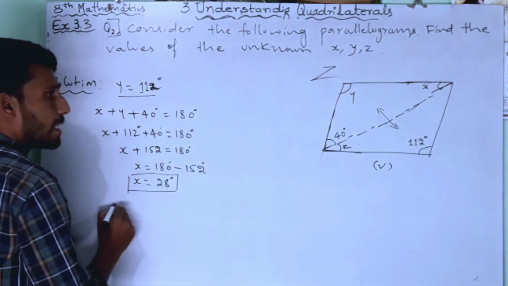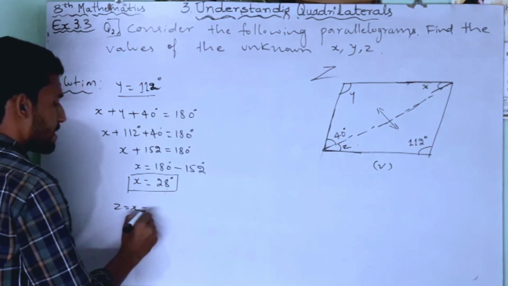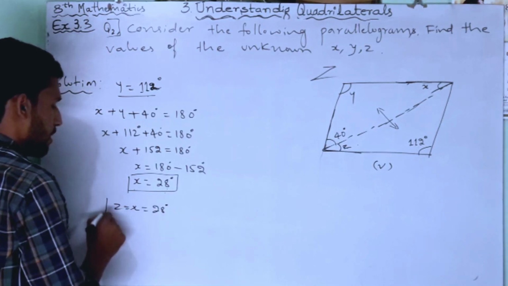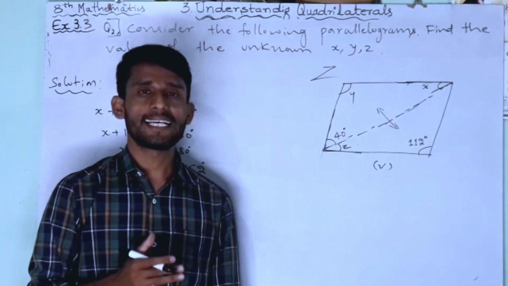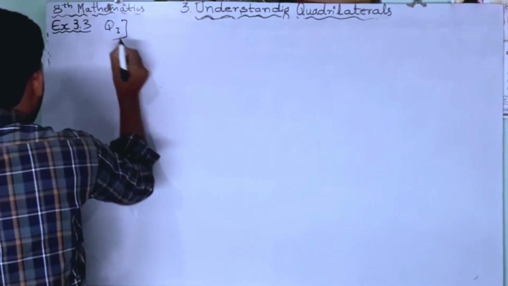Now we can write here z is equal to x is equal to 28 degree. This is the solution. Okay, so next I am taking your question number 3 in exercise 3.3.